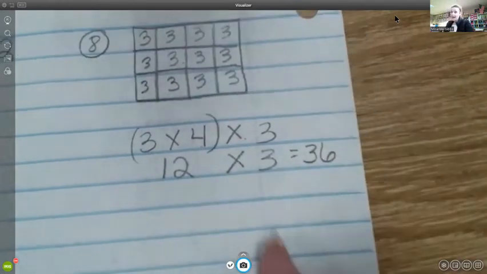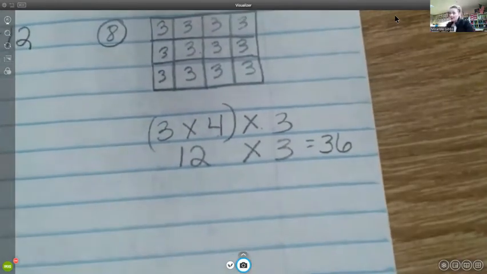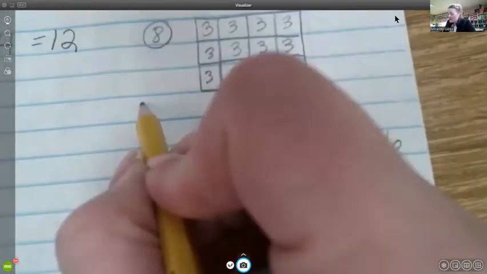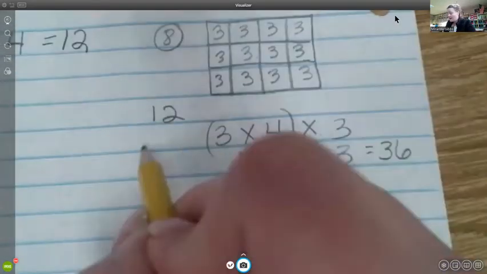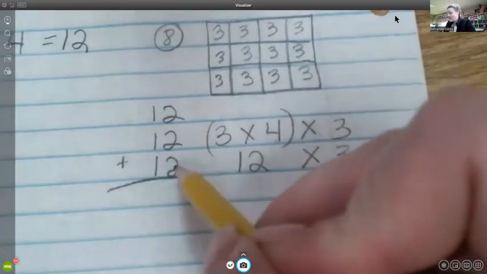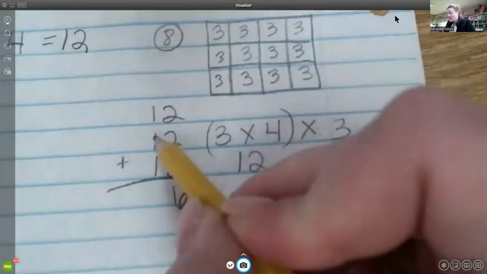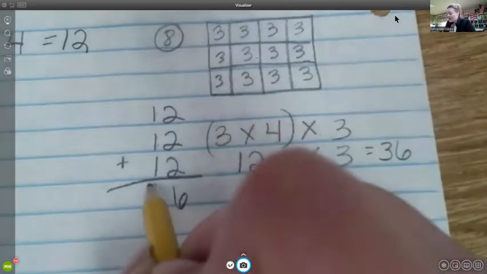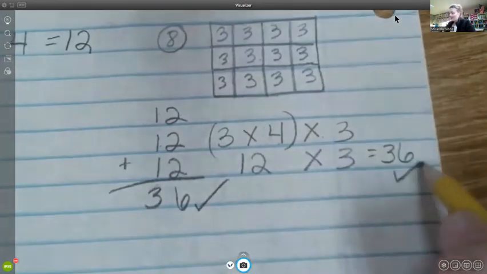I'm going to check it with adding just in case I forgot my song, which I didn't. But if I did, I could check with adding. So 12 and 12 and 12. And then when I add 2, 4, 6, and 1 plus 1 plus 1 is 3. 36. So my answer checks.